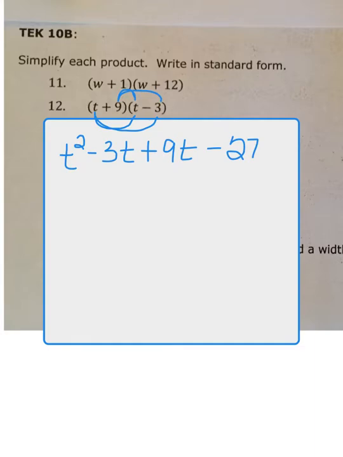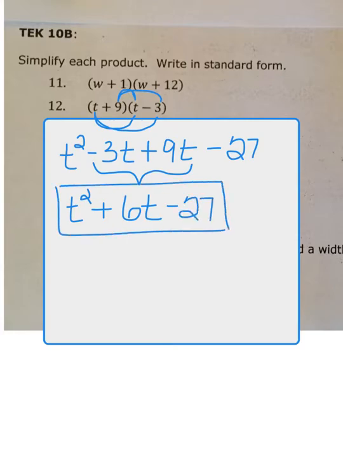So now all that's left is to combine things that can be combined, like these t's. So t squared stays t squared. There's no other t squared to go with it. And then negative 3 and a positive 9 is a positive 6t. And then minus 27. There we go. That's the answer to number 12.